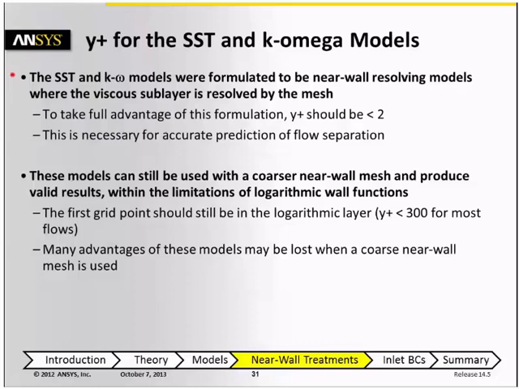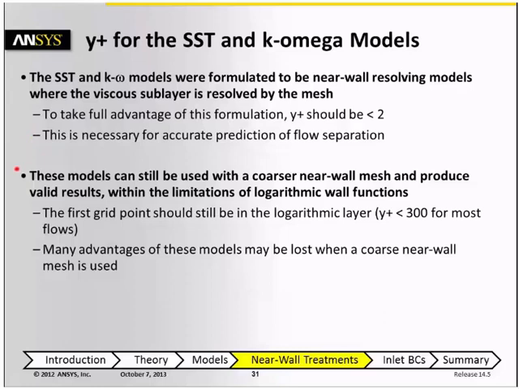Both the SST and K-omega models are formulated to be near wall resolving models, which means that the idea is for the viscous sublayer to be resolved by the mesh. That means that the Y+ value should be low, but remember that Y+ is not a magic number, and it also means that you need to have a good grid as well as a low Y+. This strategy is necessary if you're trying to accurately predict flow separation.